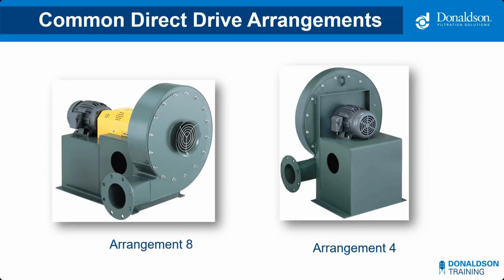Some other common direct drive arrangements, these are the ground-mounted design fans. On the left there is what we call arrangement 8. And in this case, you might notice that the motor is far away from the fan housing, so there's a shaft and bearings in there. So the weight of the fan wheel is supported by that shaft and bearings. As opposed to arrangement 4, the photo on the right, the fan wheel is mounted directly to the motor shaft. So that motor shaft and bearings is carrying the overhung load of the wheel. So these are typically smaller direct drive fans that we would use arrangement 4. The arrangement 8 can be very, very large.